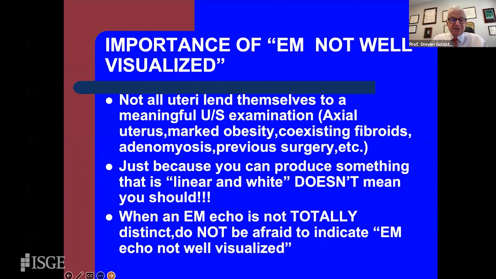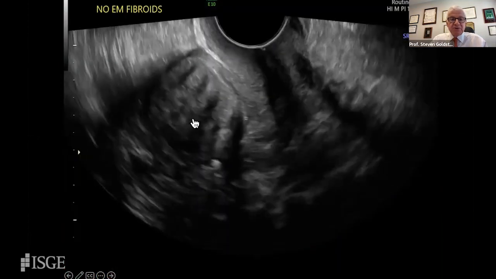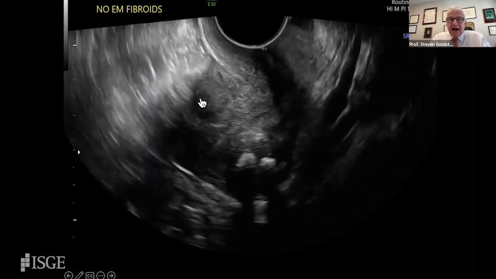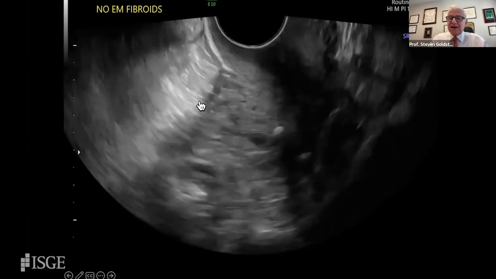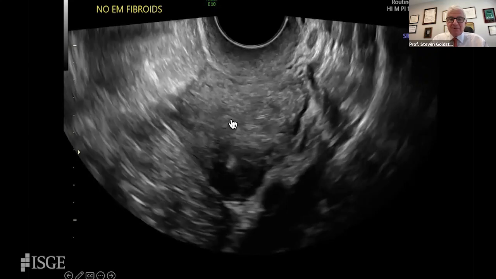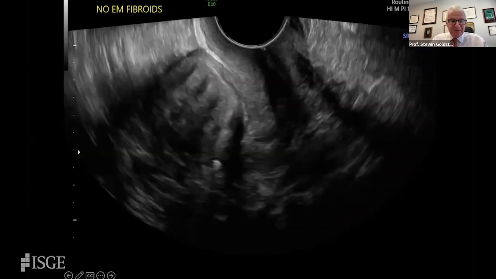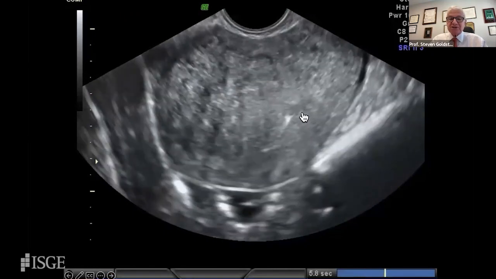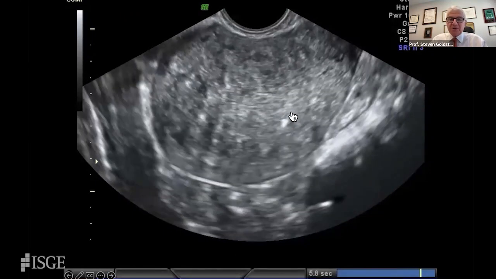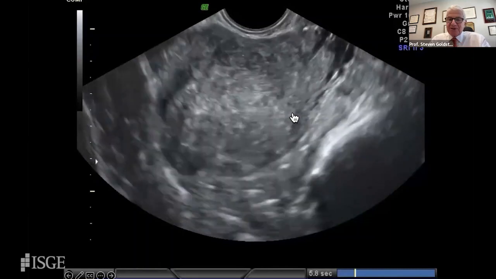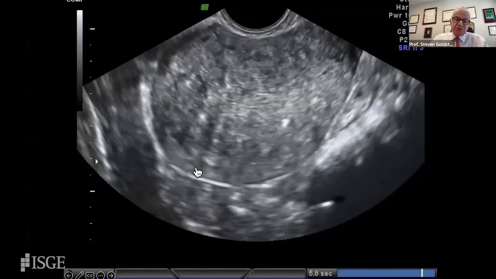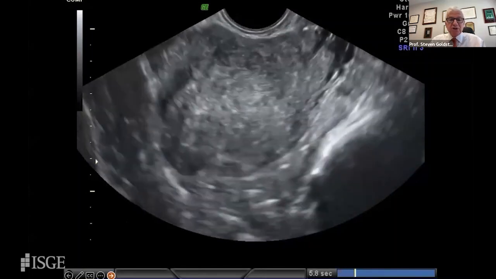For instance, here's a woman with some fibroids. You can see the acoustic shadowing. I have no idea what her endometrial echo measures. I am incapable of finding a reliable endometrial echo. Or here's a patient with marked adenomyosis. There's a little bit of an echo here, but I'm not going to stake my reputation. You would have to go to some alternative, and we'll talk about what those are shortly.